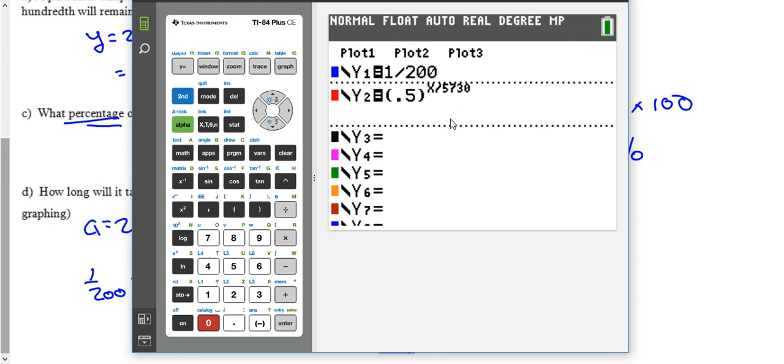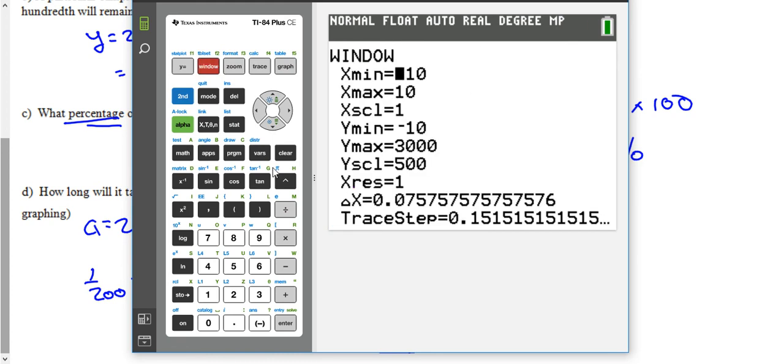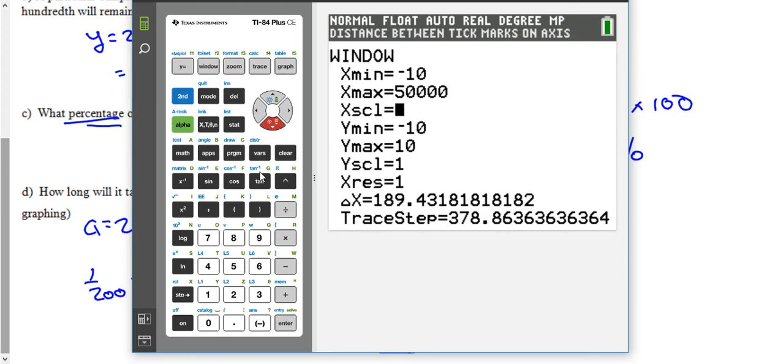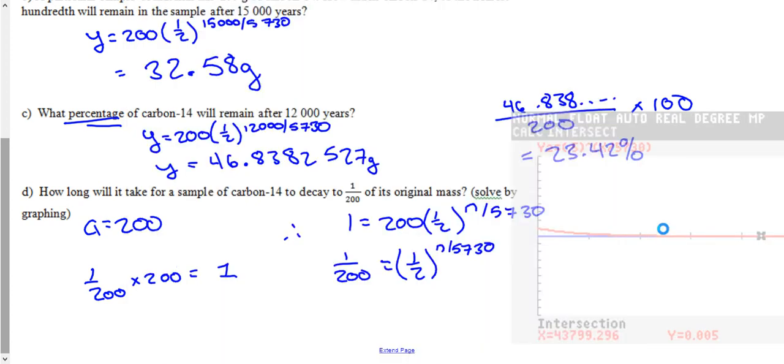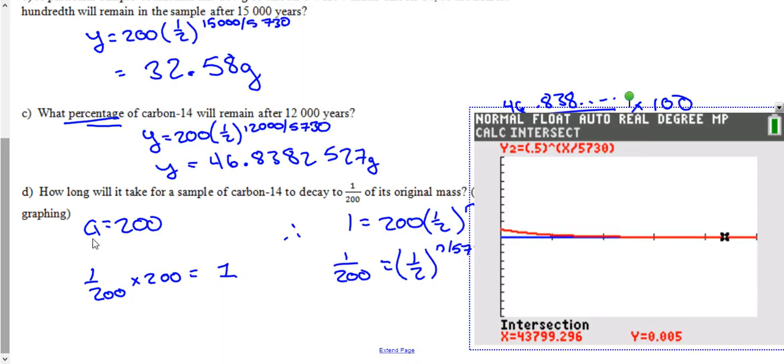Knowing that x is going to be divided by 5730, I'm going to change my window setting here. I probably don't need as such a large value for y there, so I'm going to go to 10 and 1. But for x's, I'm definitely going to need something bigger. I'm going to try something wild like 50,000 there. Let's go up by 10,000 there. Hit graph and let's see what we have. We have one line, we have two lines, and you kind of see that it's sloping down. Let's go second, trace option 5 there, and I believe they cross around here, but nope, they truly cross over here.